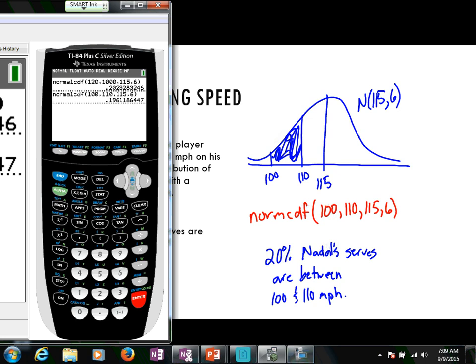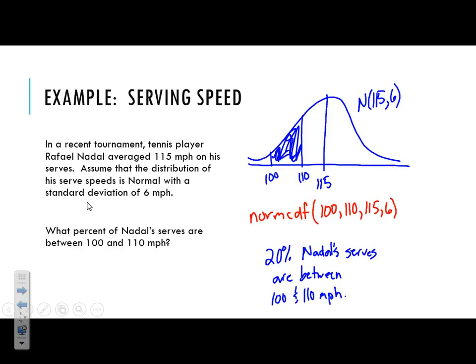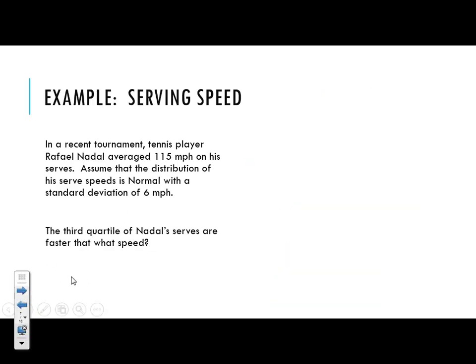Now let's do one more here. All right, one more unique type of problem that we need to take a look at. Okay, so let's say now the question is we wanted to find the third quartile of Nadal's serves are faster than what speed? Now, if we're observant here, we'll notice this question has changed considerably. All right, the question is not what percent, it's now what speed.